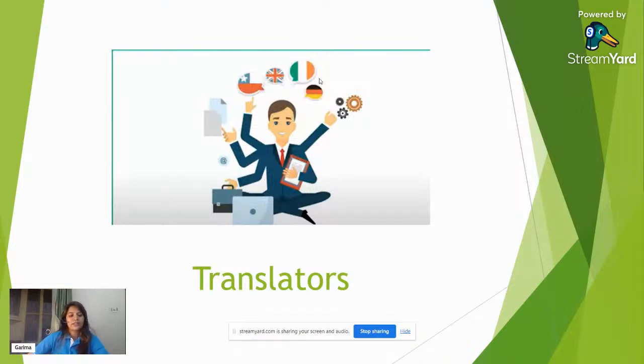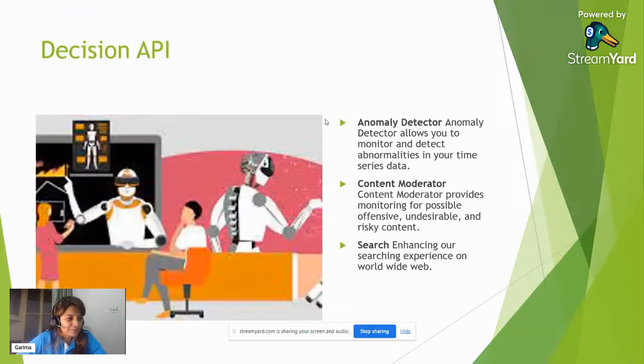Translators. Again, I think every one of us has used Google Translate. It's nothing but translating from one language to another language. In the photo, if you can see, there are a lot of country symbols present. So what it is doing is taking input from one language and converting it easily to another language. So that is also a translator, called a language service. It identifies your language and then translates into the other language. So that's one of the APIs.